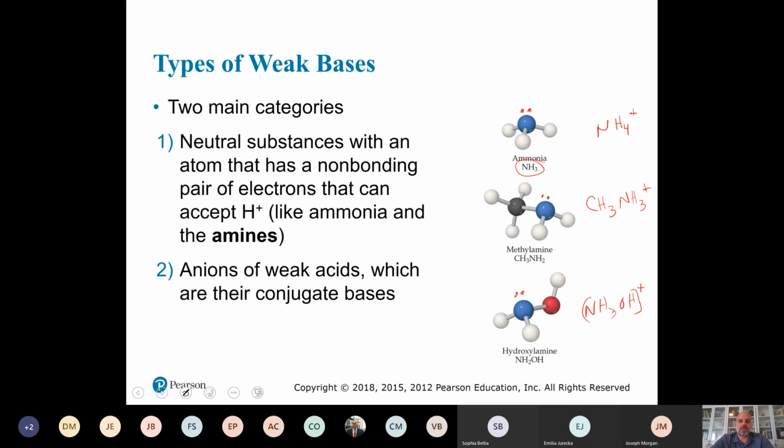The other group that they were talking about were anions of weak acids, right? So if you think of a weak acid, let me think of a weak acid that we can draw easily. We've talked a lot about acetic acid, right? So the CH3COOH, and the conjugate base of that is CH3COO-.